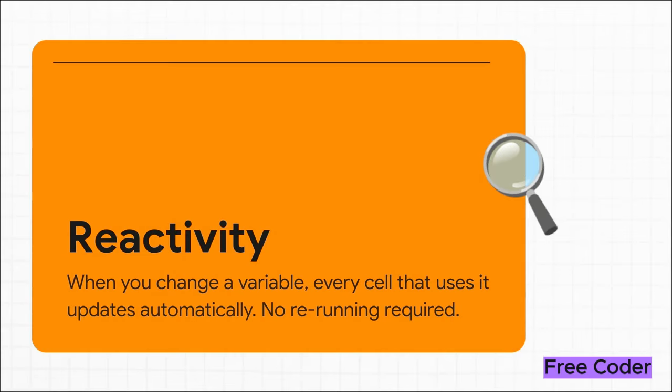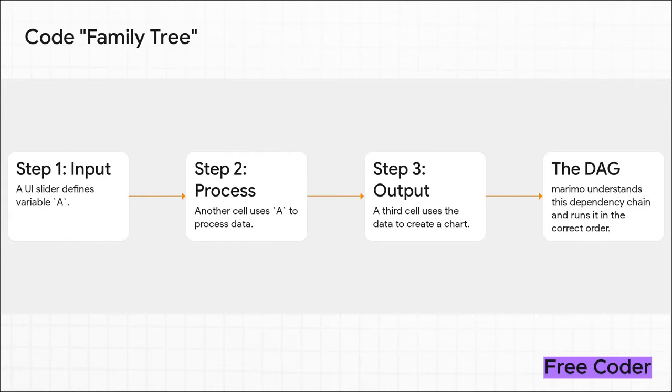And that, in a nutshell, is what we mean by reactivity. It's simple, really. You change a variable, doesn't matter if it's in code or a UI slider, and Marimo just figures out every single cell that uses that variable and automatically reruns them for you. The result? Your notebook is always consistent. Always. So you might be wondering, how does it know what to update? It's not magic, it's actually pretty smart.